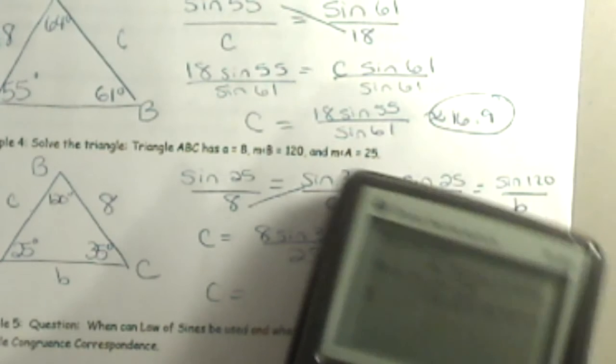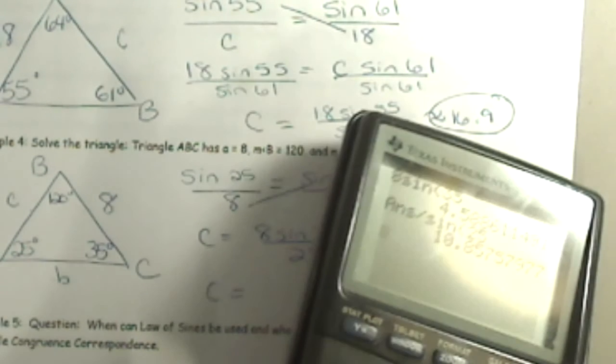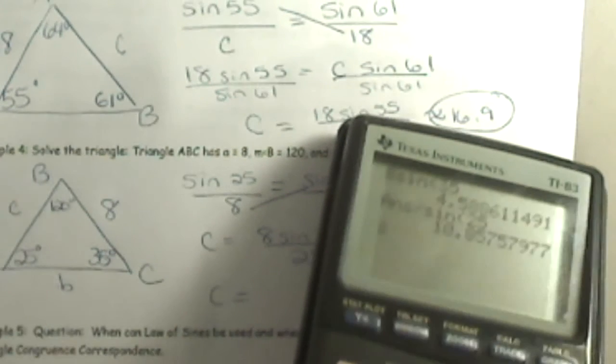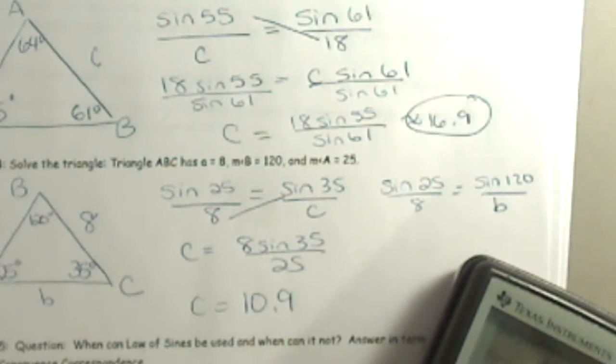So you can see here that I did 8 sine of 35. I divided it by sine of 25, and I got about 10.9. So C is about 10.9. And then for the other one, I'm going to do 8 sine of 120 and divide it by sine of 25.